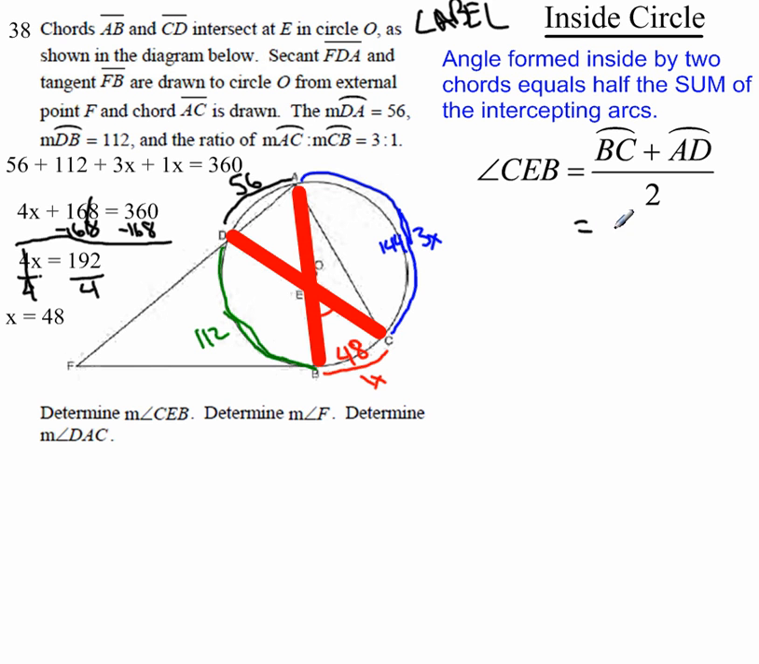So what is the measurement of angle CEB? That's 56 plus 48 divided by 2. Okay, 56 plus 48 is going to give me 104. 104 divided by 2 is going to give me 52. So the measurement of angle CEB is 52 degrees.